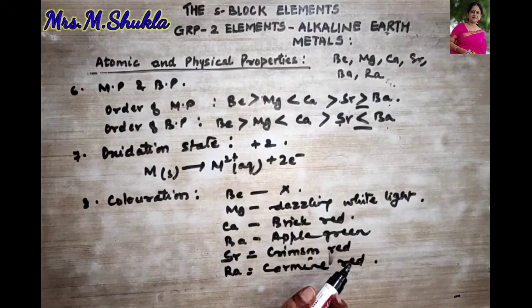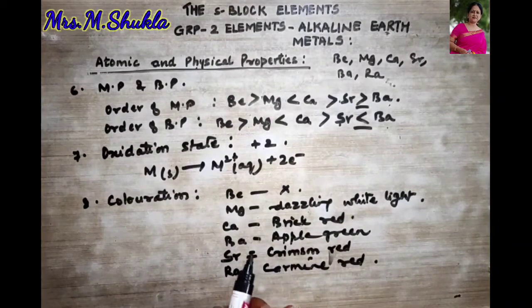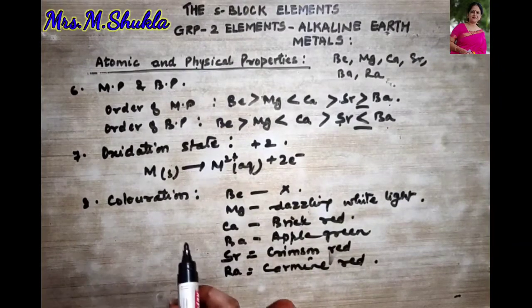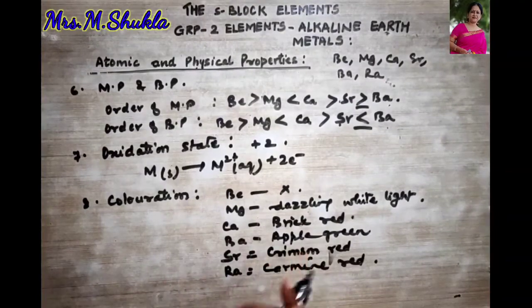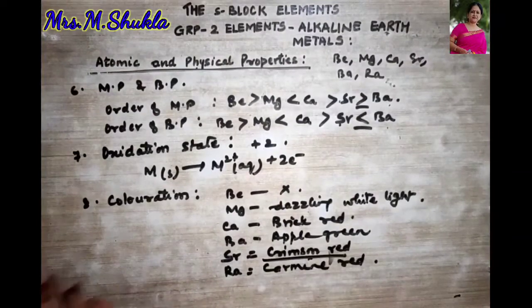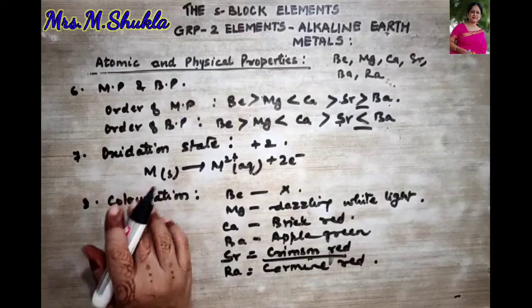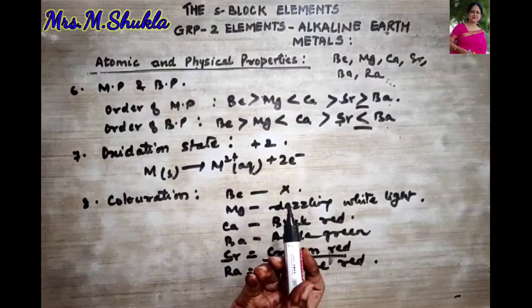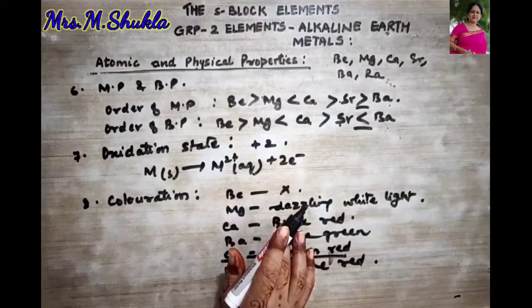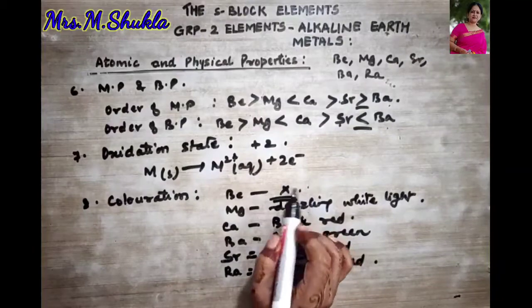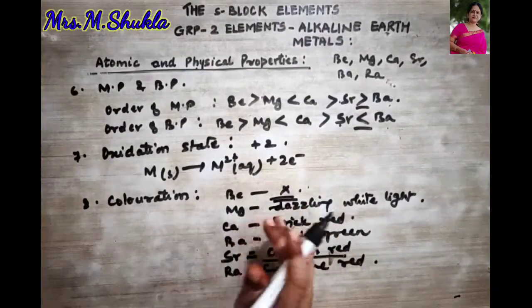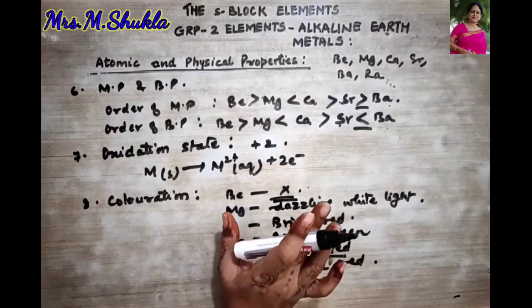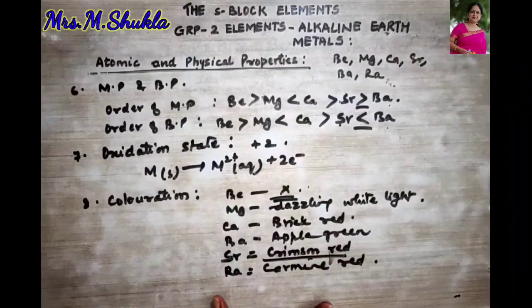Why? Because when the valence electron jumps to the lower energy state from the higher energy state after excitation, the energy given out corresponds to the frequency of the crimson red color. While the energy given out in the case of beryllium does not correspond to any frequency of the visible light, and therefore beryllium does not impart any color to the Bunsen flame. I hope all these atomic and physical properties are clear.